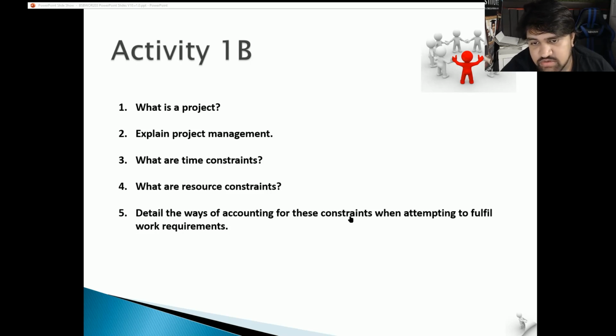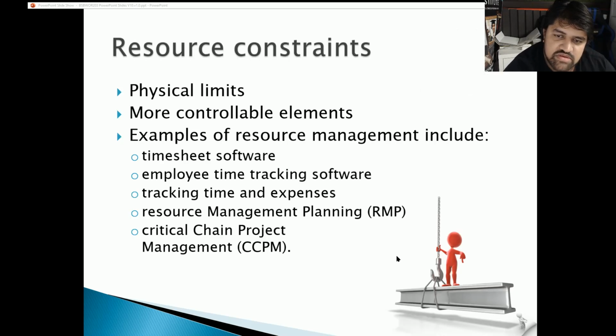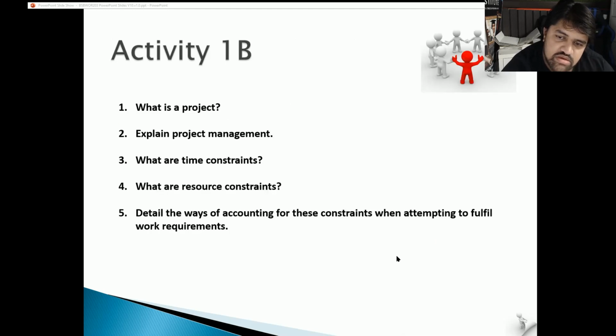Next one, detail the ways of accounting for these constraints when attempting to fulfill work requirements. So we would be using management software. There are various examples previously. We're using timesheet software for employees, tracking software for time and expenses. We're thinking about resource management planning software or critical chain project management software. Things like that we can use to fulfill work requirements.